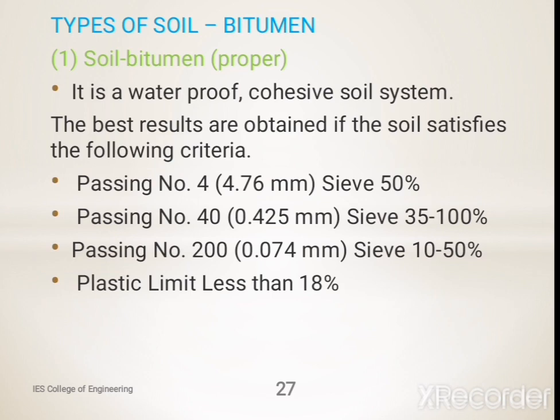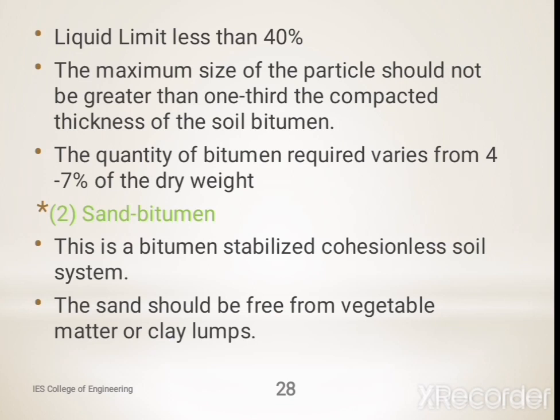Plastic limit should be less than 18%. Liquid limit should be less than 40%. The maximum size of the particle should not be greater than 1/3 the compacted thickness of the soil bitumen. The quantity of bitumen required varies from 4 to 7% of the dry weight.